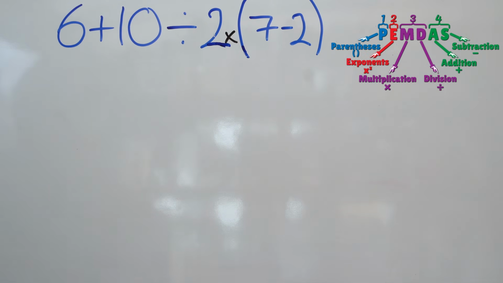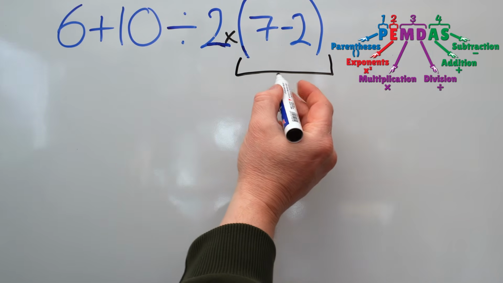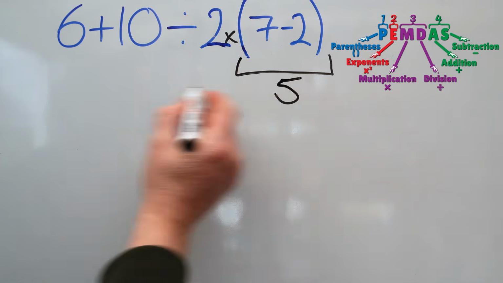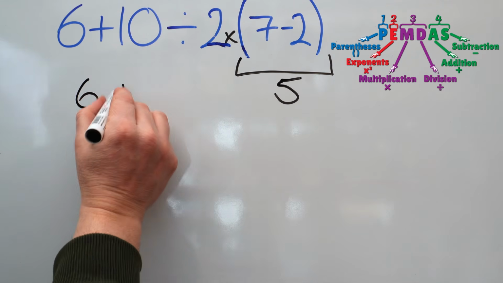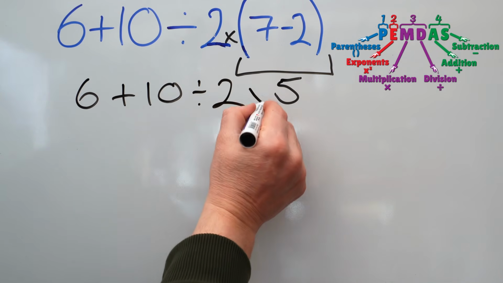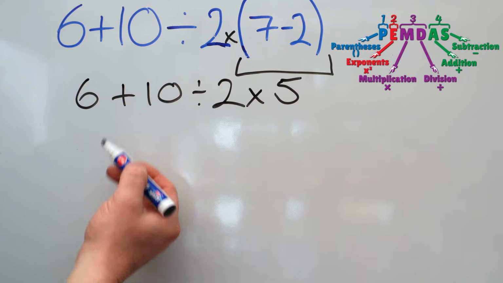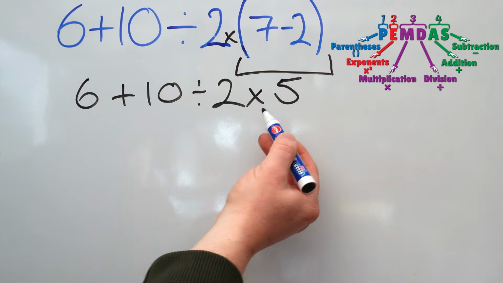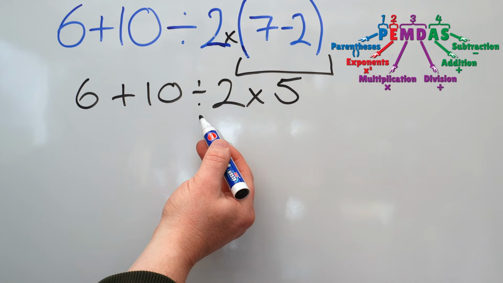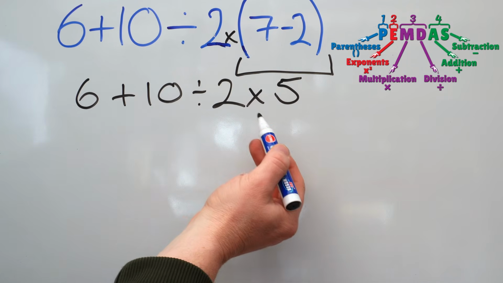Now we know the order of operations, we can solve this. And we start with the parenthesis having the highest priority, so 7 − 2 equals 5, which leaves us with 6 + 10 ÷ 2 × 5. Now looking at this new equation, we have an addition, a division, and a multiplication. And both the multiplication and division have a higher priority than the addition. We need to work left to right.